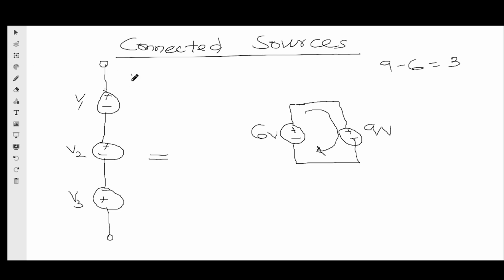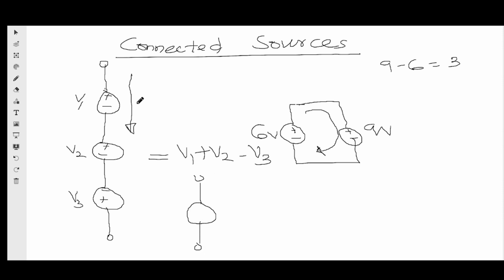Let me say I'm going down, the current is going down, right? So when I'm entering V1, it will be plus V1. When I'm entering V2, it will be plus V2. And when I'm entering V3, it will be minus, because the minus is the first terminal there, the entering terminal, so minus V3. So the equivalent source for these three sources connected in series is V1 plus V2 minus V3.